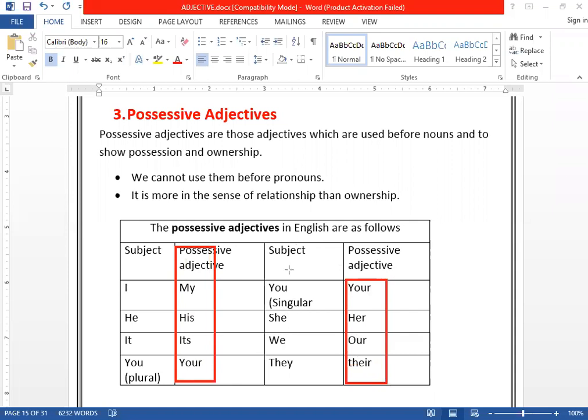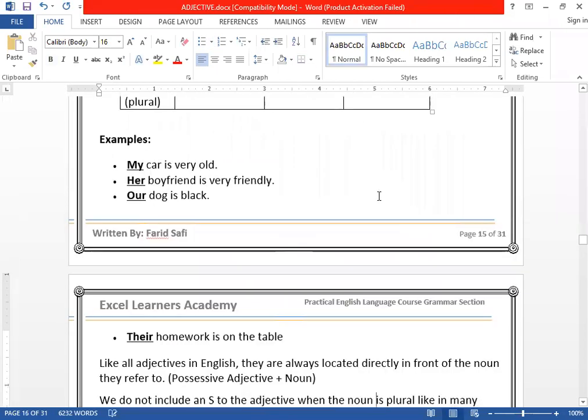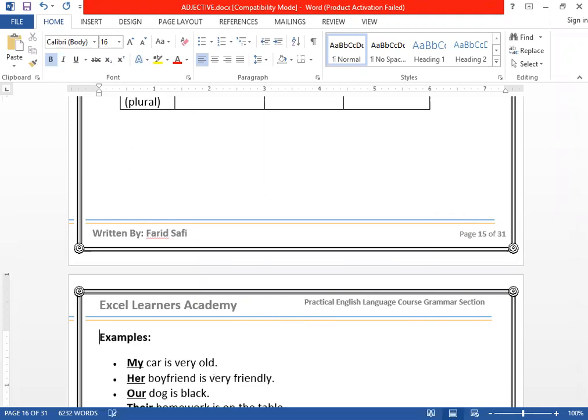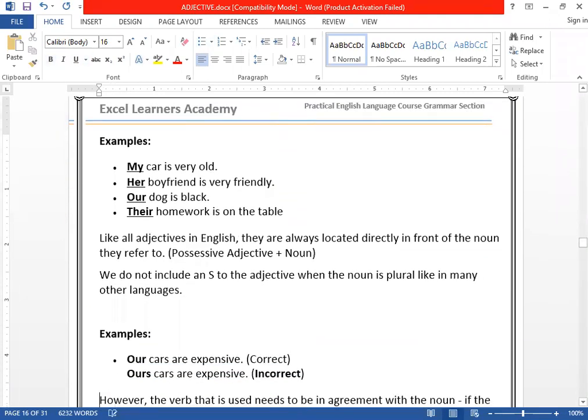This side, we call them subject pronouns. They are pronouns. They are not adjectives. Clear? We call them subject pronouns. So to this side, we call them possessive adjectives. All right, let's move on. Now, here are a few examples that we will study for possessive adjectives.